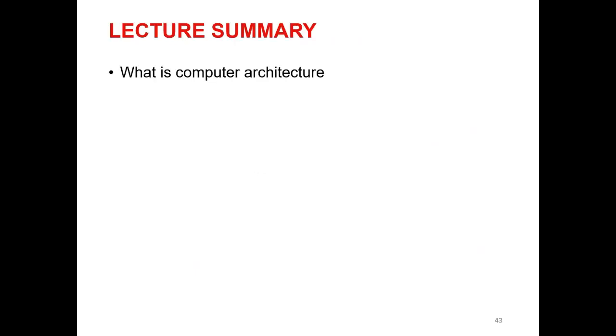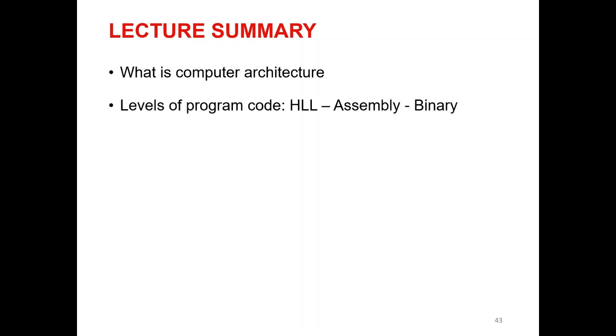Here we have the summary of what we have seen today. Something you need to keep in mind is the definition of computer architecture. We have seen that it is the art and science of selecting and interconnecting hardware components in order to build a computer which meets functional requirements, performance requirements, cost requirements, things like that. We have also seen that there are different levels of program code. We have a high level language, which is the most popular one. It could be C, C++, Java, things like that.